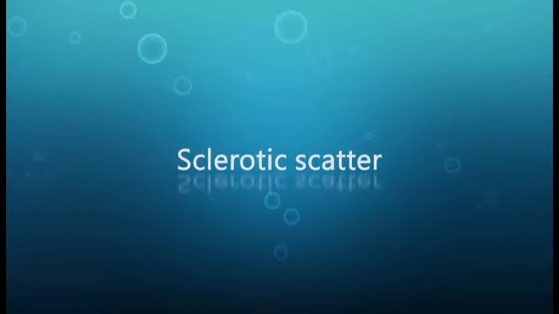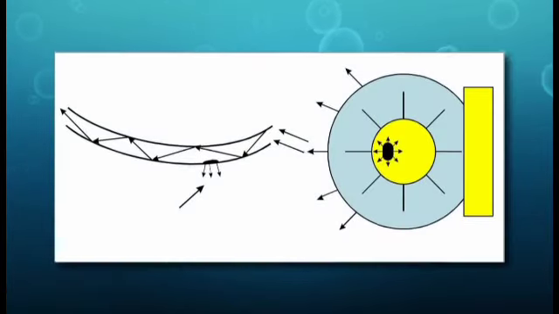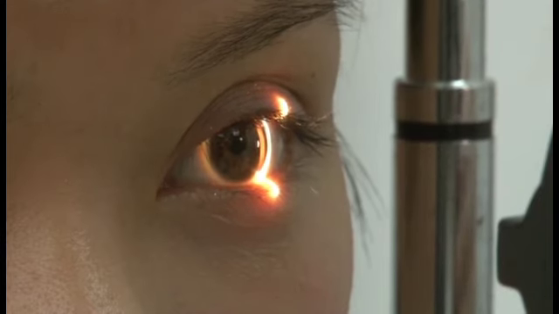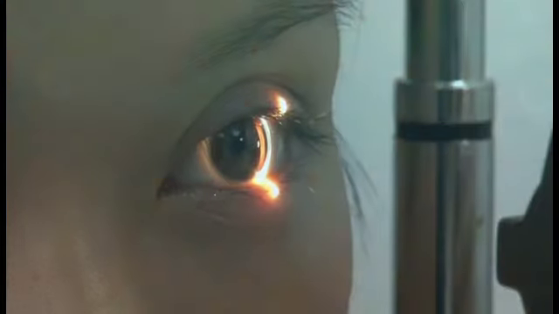Sclerotic scatter. This examination technique makes use of the internal reflection of the light inside the cornea to observe any opaque or semi-transparent conditions such as corneal abrasion, edema, scars and vacuoles.